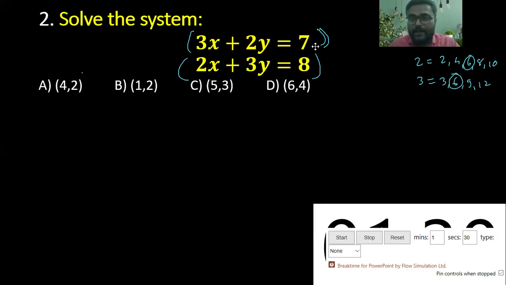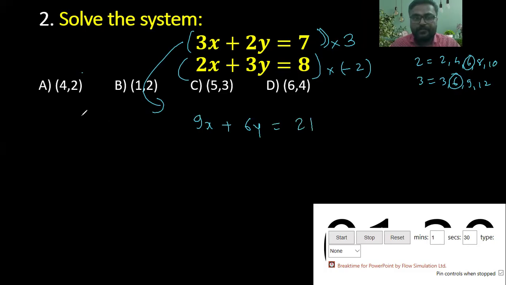So I'm going to multiply the first equation with 3 and I'm going to multiply this with -2. You'll understand what I'm going to do because I'm just trying to make it easier for you guys. This will become 3x times 3, which becomes 9x, plus 2y times 3, which becomes 6y, is equal to 21.